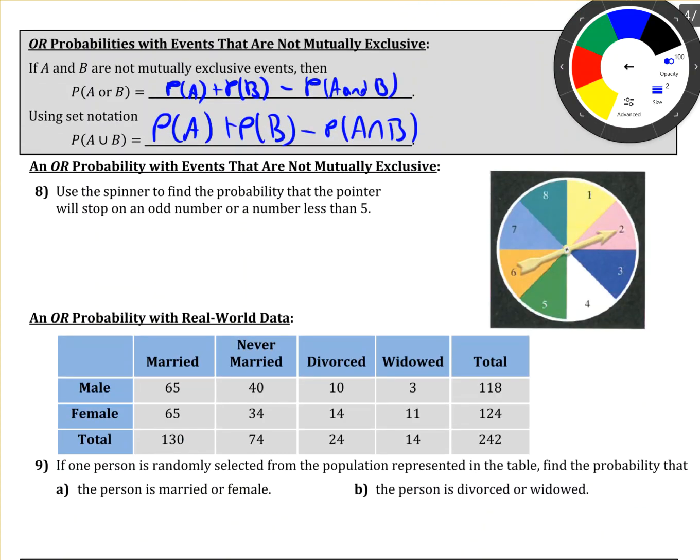So use a spinner to find the probability that the pointer will stop on an odd number or a number less than 5. So an odd number are these guys. A number less than 5 are these guys. Or sorry, less than, not less than or equal to. So less than. Now, there are 2 different ways of going about doing it. You could just go up and count again: 1, 3, 5, 7. That's 4 of them, plus the 2 and the 4 that we're missing. That equals 6. So we got 6 out of 8, which is 3/4. So that's one way to do it.